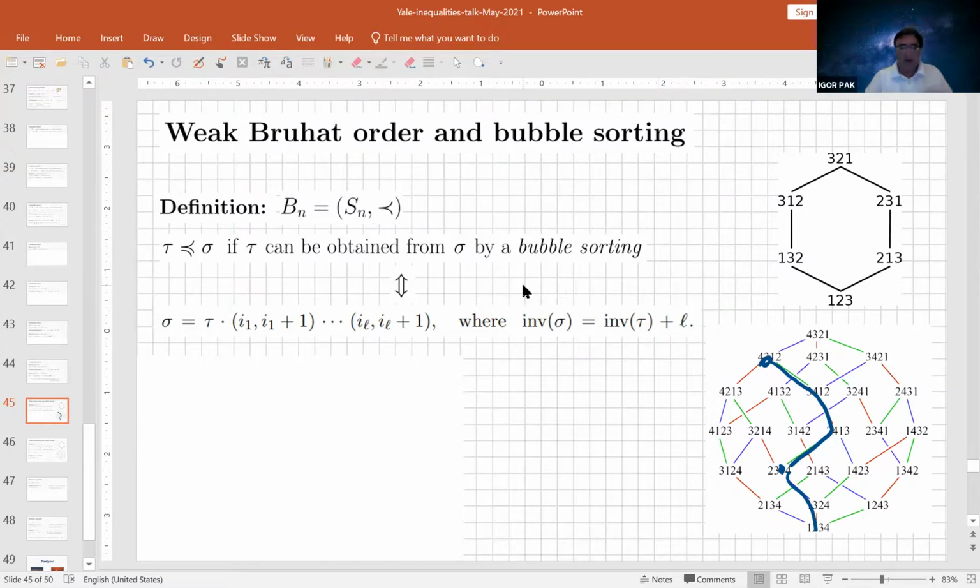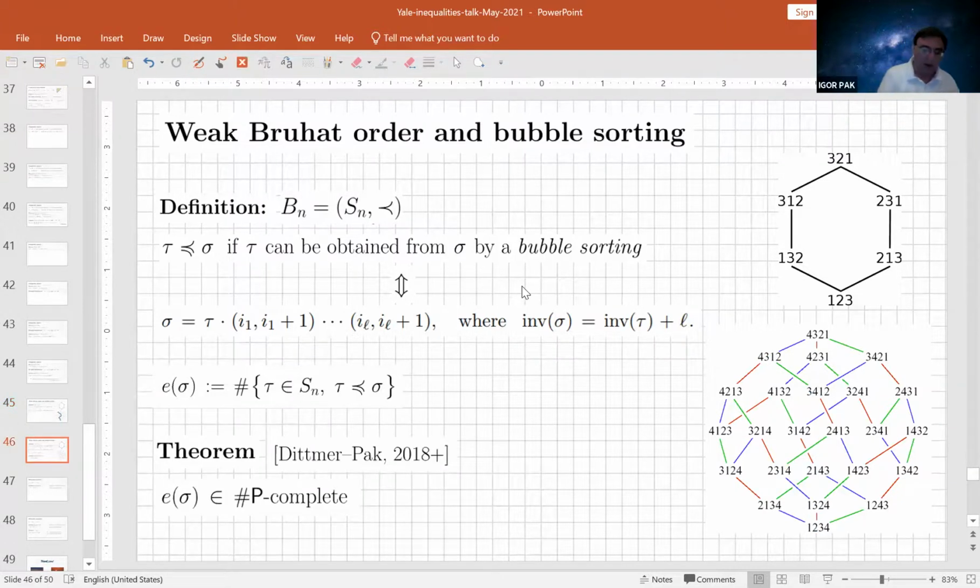So that's how the weak Bruhat order is defined, and we're looking at the following number. If you fix a permutation, what is the number of permutations that are smaller than that one in this weak order? So how many possible permutations can you pass through on your way to identity? That is called the size of the order ideal in the weak Bruhat order. Is the definition clear? Yeah.